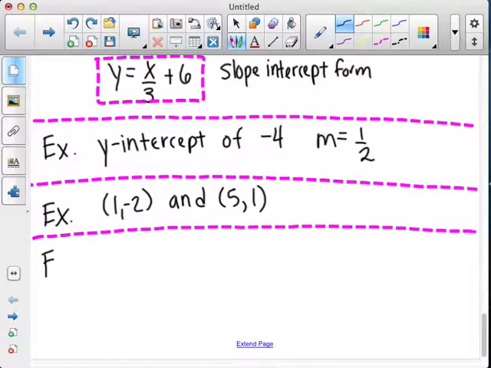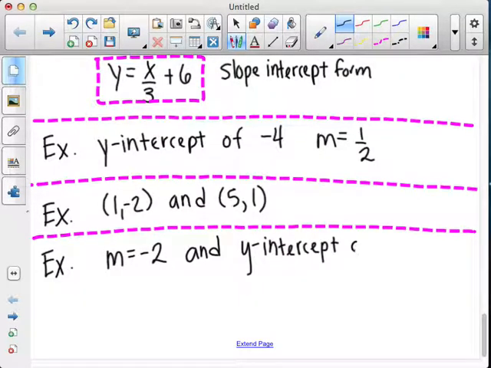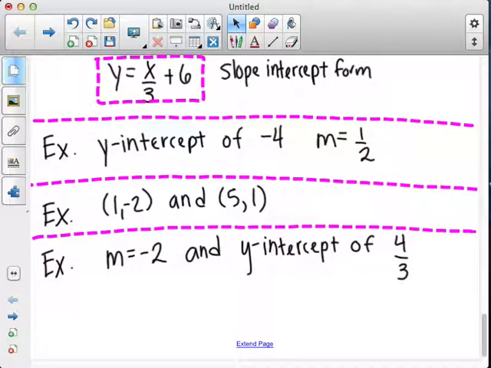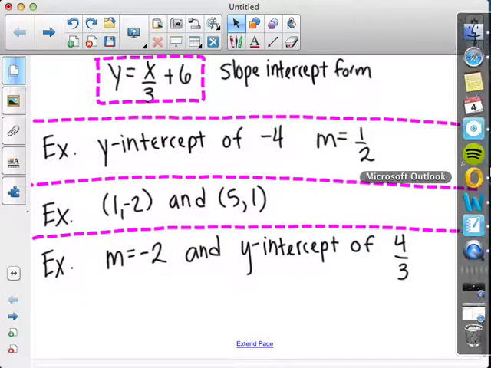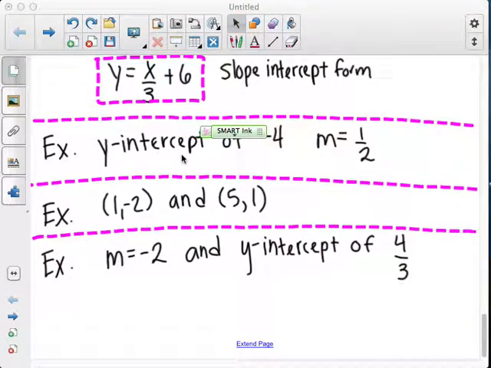And then the last one that I want you guys to do on your own is write the equation of a line in all three forms that has slope equals negative 2 and y-intercept of 4/3. Okay, so work that guy out also. And when you're done with those and you've gotten them checked, then you can get started on your homework.